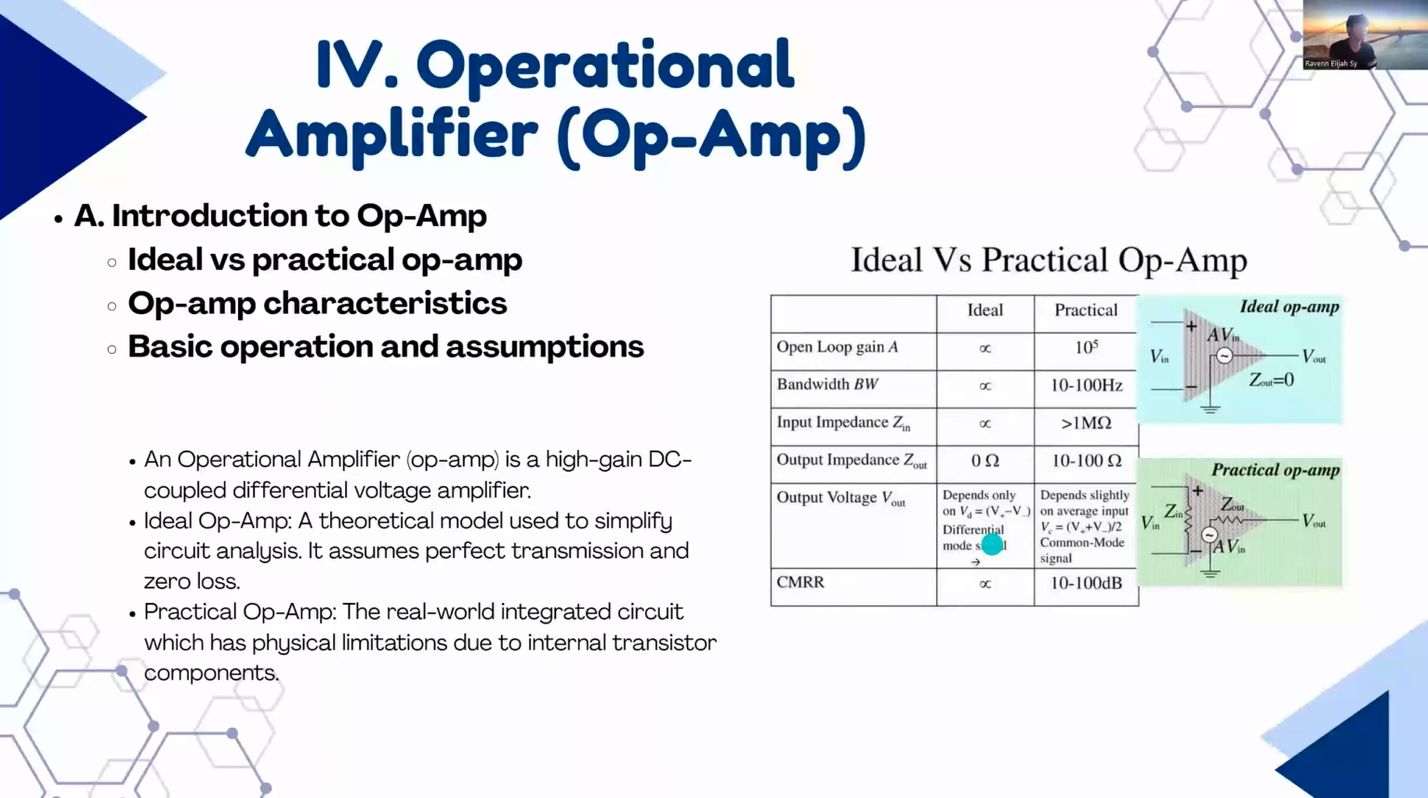Then CMRR, common mode rejection ratio, should be infinite. However, in the practical op-amp, there is only 10 to 100 dB. The output voltage depends only on the differential input VD. However, in the practical op-amp, it depends slightly on the average input VC, the common mode signals.